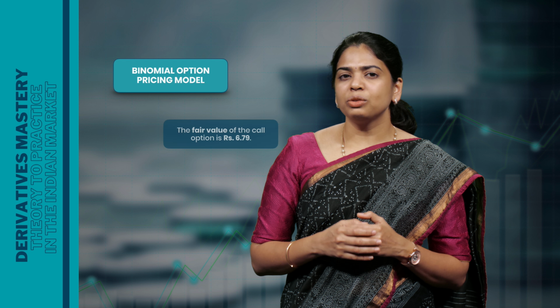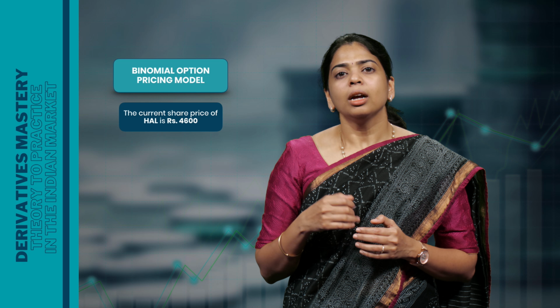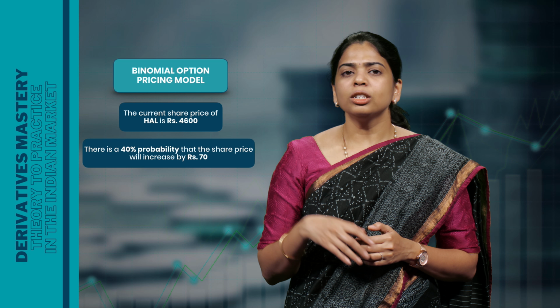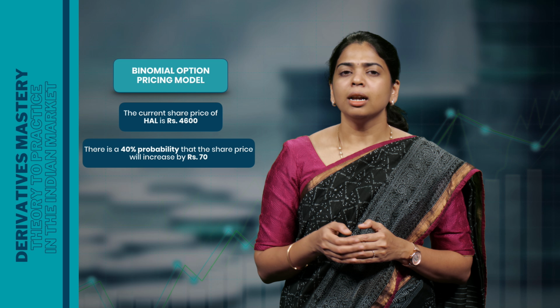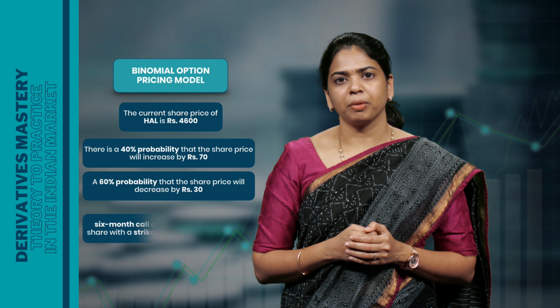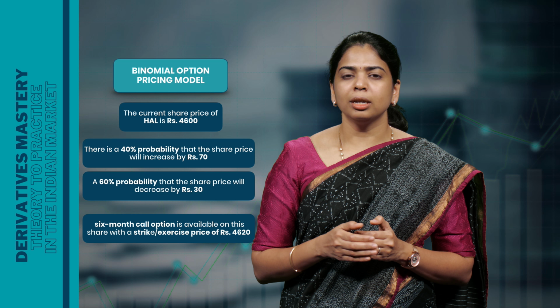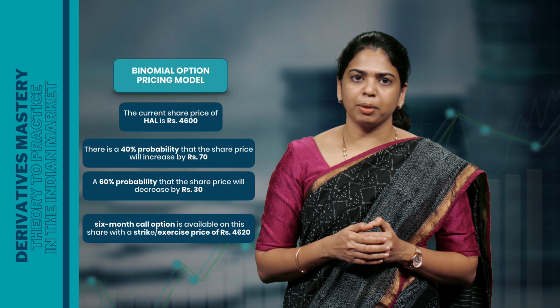Now, let us discuss a few more problems for better clarity. Suppose the current share price of HAL is rupees 4,600. At the end of each quarter, there is a 40% probability that the share price will increase by 70 rupees and a 60% probability that the share price will decrease by 30 rupees. A 6-month call option is available on the share with a strike or exercise price of rupees 4,620.